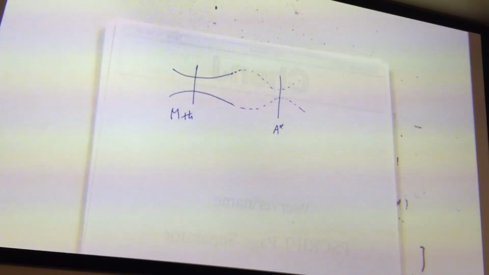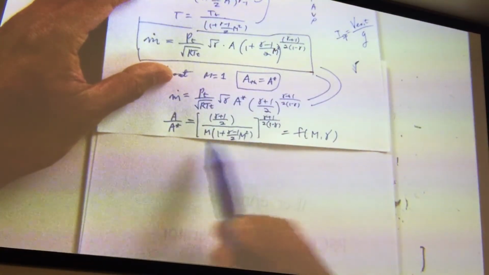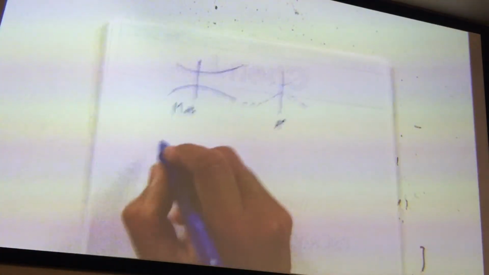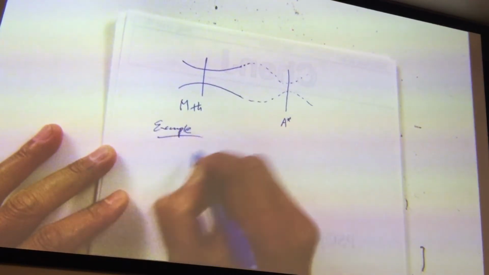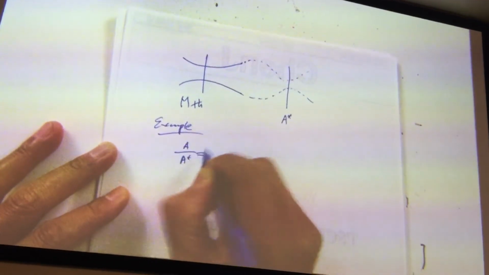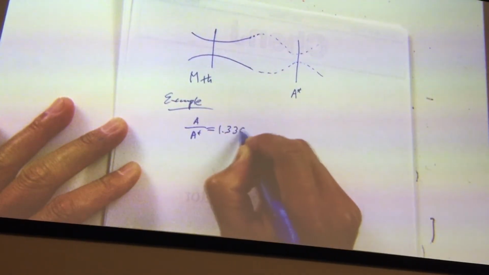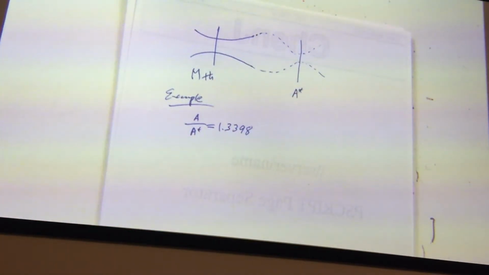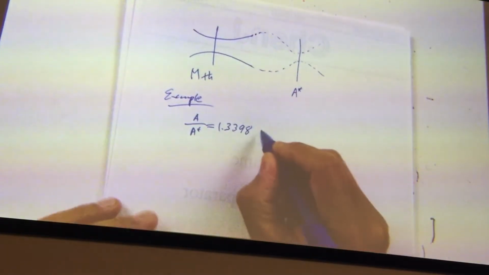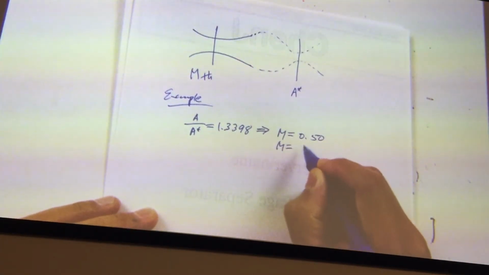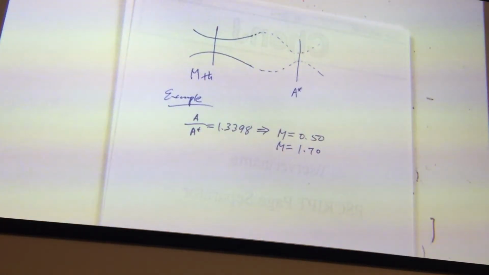Now the problem here is this is nonlinear, right? You have M squared here, and you have another M here, and you have a power. So it is possible that for the same A, for example, if A over A star is equal to 1.398, such an example, how do I know it should be 1.450? But what I'm trying to say is that if you look up your table, this will give you two things: M not equal to 0.50 or not equal to 1.70. It has two solutions, right?